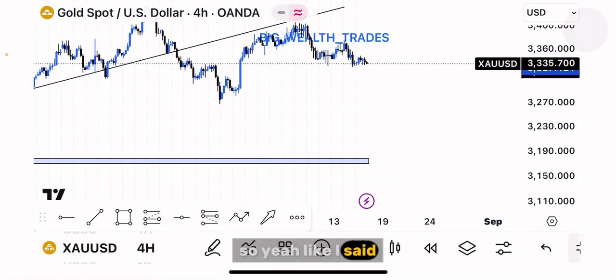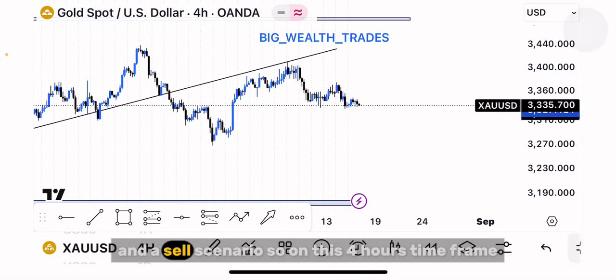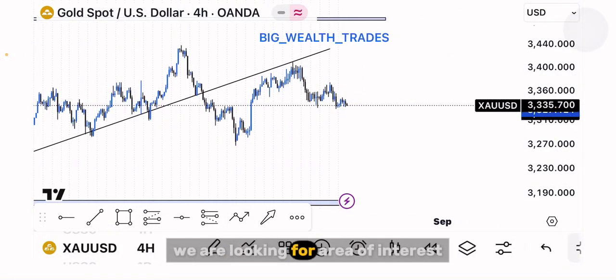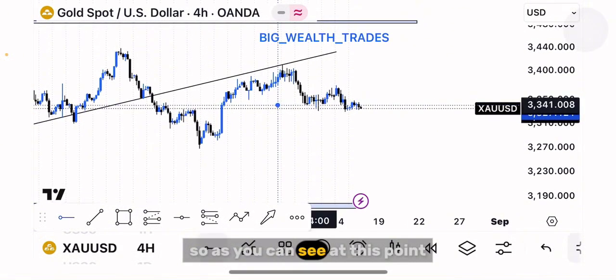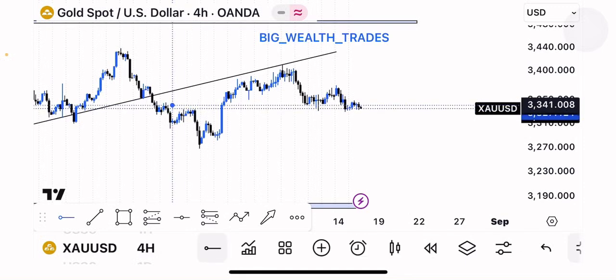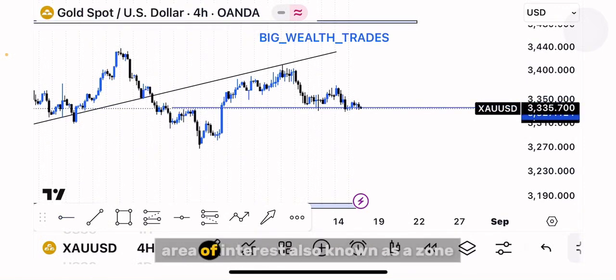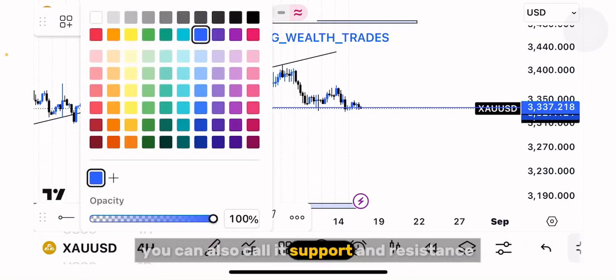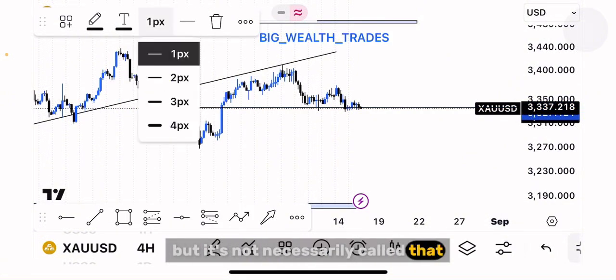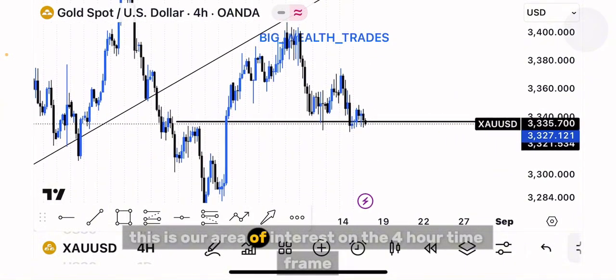So yeah, like I said, I'm going to give a buy scenario and a sell scenario. In this 4 hours time frame, we are looking for areas of interest. So as you can see at this point, these are an area of interest. An area of interest is also known as a zone. You can also call it a support and resistance, but not necessarily called that. So this is our area of interest on the 4 hours time frame.